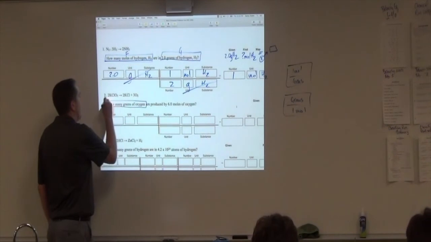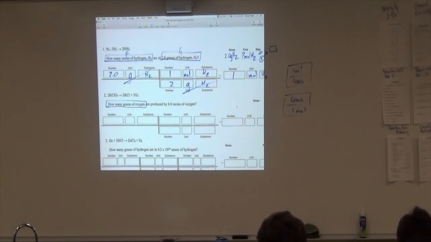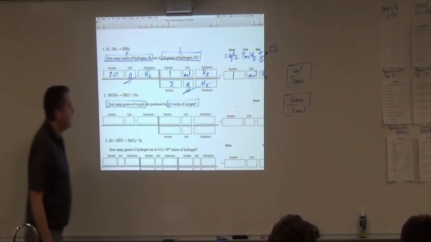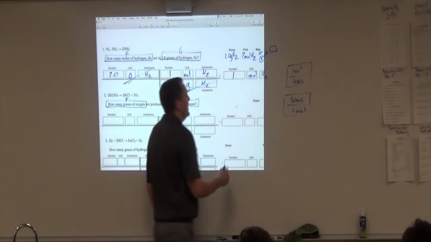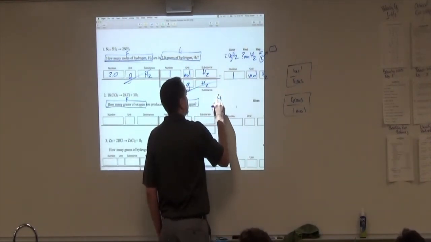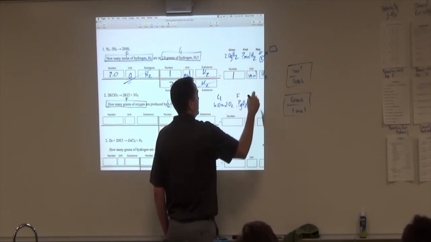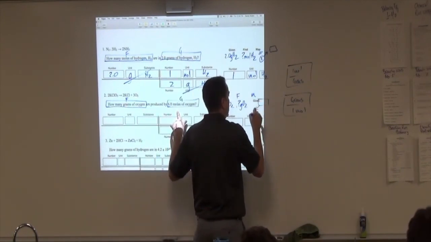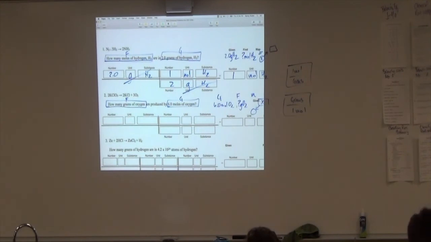How many grams of oxygen? Now, if it says oxygen, make sure you look at that oxygen in the balanced equation, because it's not just oxygen. What is it? O2. Got to remember that. Are produced by 6 moles of oxygen. So our given is right here. Our find is right here. So if we fill out our little grid over here, our given is 6.0 moles of O2. Our find is grams of O2. And our map is going to be going from moles down. We're going to start at moles and we're going to go down to grams. That's what we're doing.